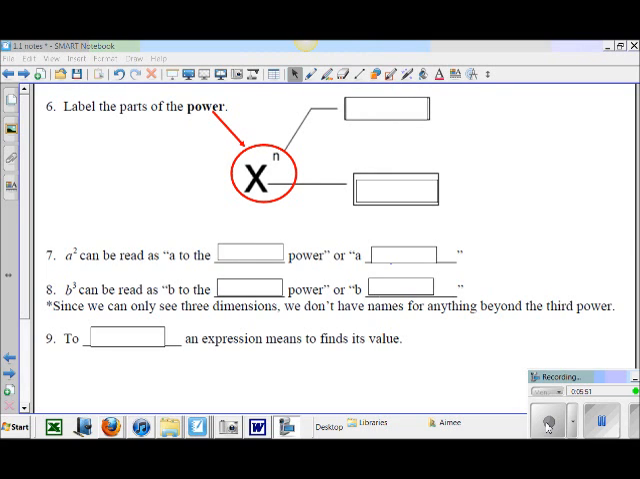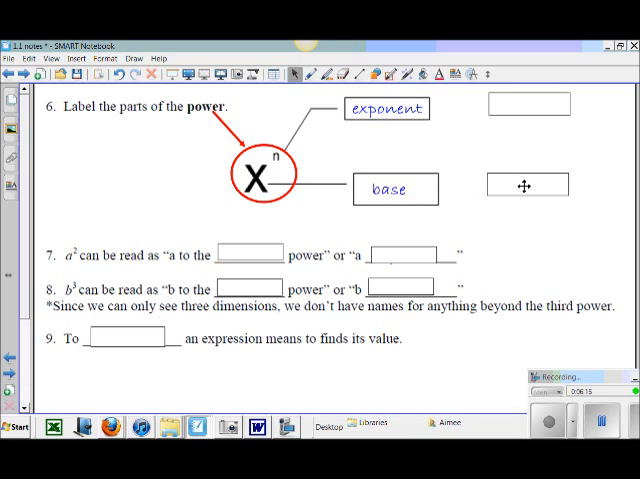Next, we're going to talk about the parts of a power. What I have circled here in red, this whole entire thing, is the power. Sometimes we mistakenly refer to it as the exponent. Really, the exponent in this case is the little n. The exponent tells us how many times to multiply the number. The number that's being multiplied that many times is the base. But we would still read this as a to the nth power.